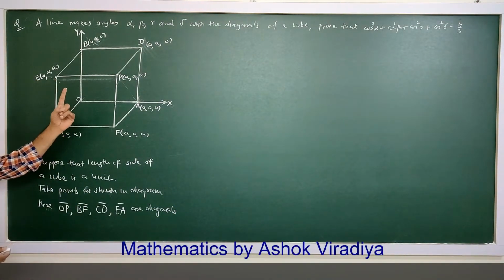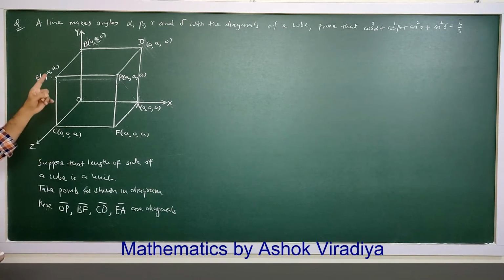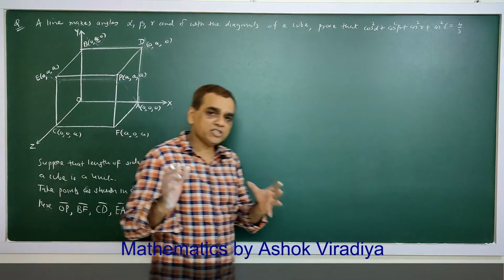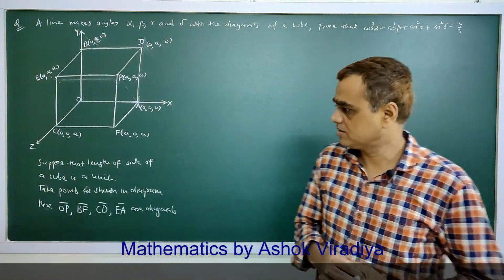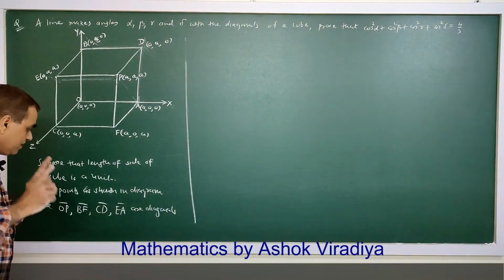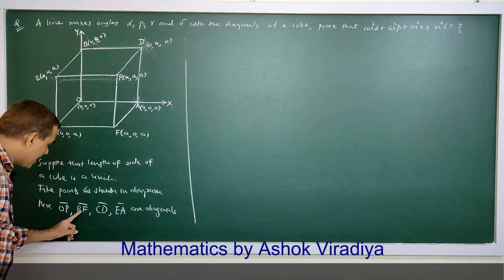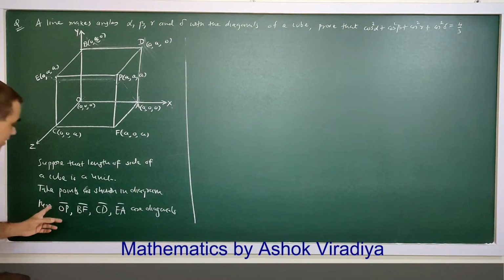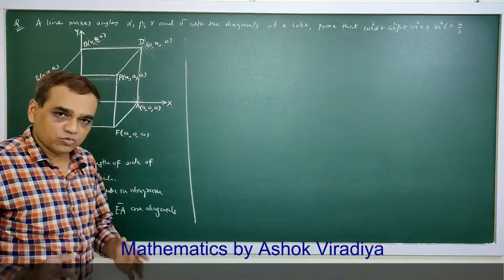So OP, BF, then CD, AE. You have to imagine in 3 dimensions. Now we find direction cosines of these 4 diagonals. For direction cosines, what we do?